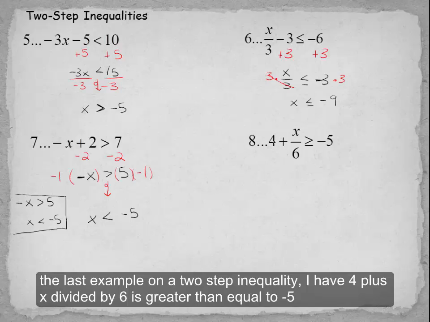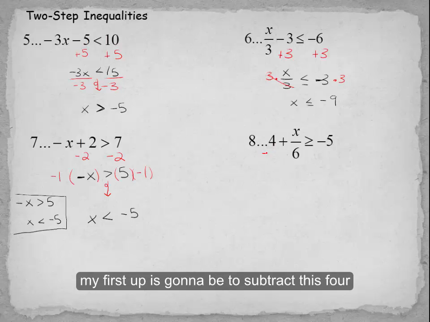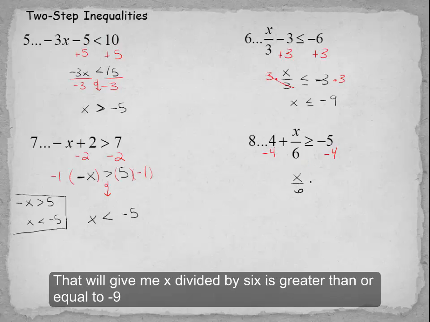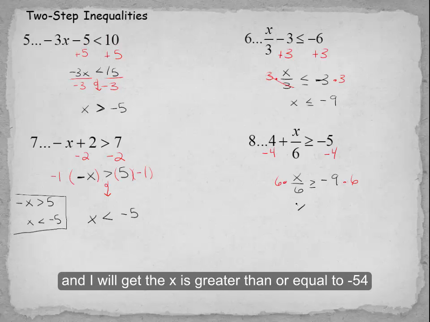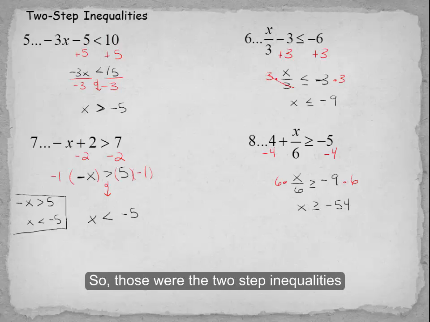Our last example on a two-step inequality, I have 4 plus x divided by 6 is greater than or equal to -5. My first step is going to be to subtract this 4. That will give me x divided by 6 is greater than or equal to -9. And then I'll multiply both sides by 6. And I will get that x is greater than or equal to -54. So those were the two-step inequalities.